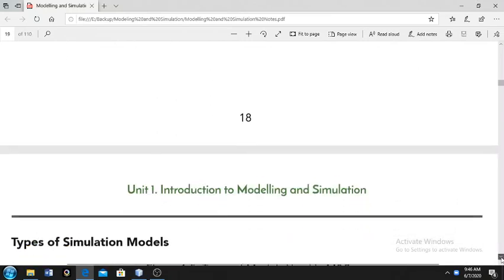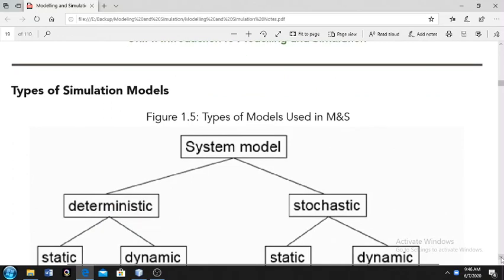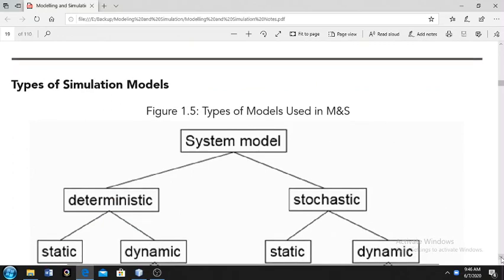That's it. In the next video, we are going to talk about types of simulation and try to understand them.